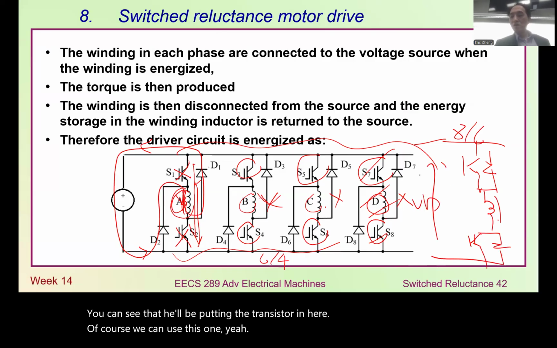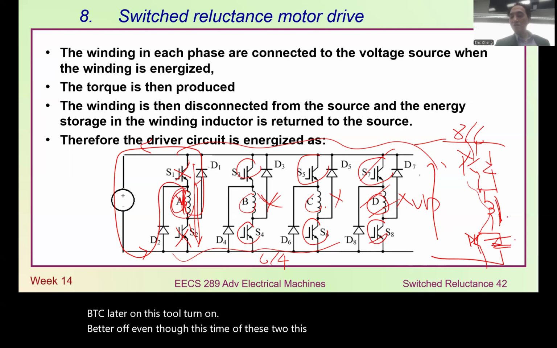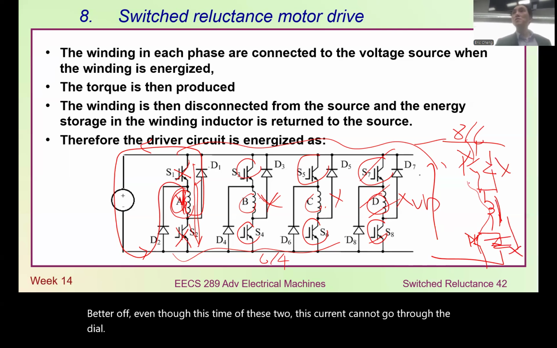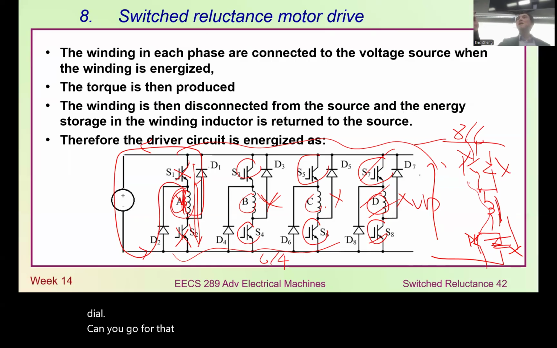VDC. When I turn on, these two will turn on. When I turn off, even though these two turn off, this current cannot go through the diode. Cannot go through the diode, impossible. They will create a large spark.